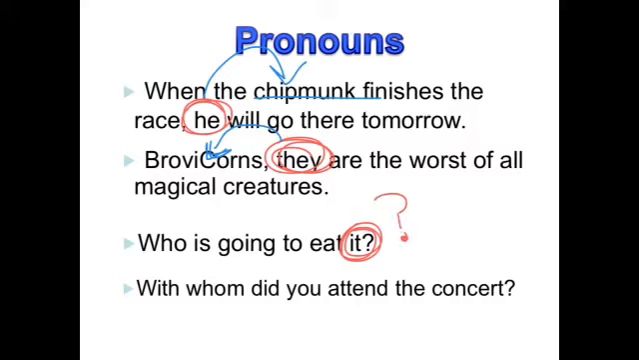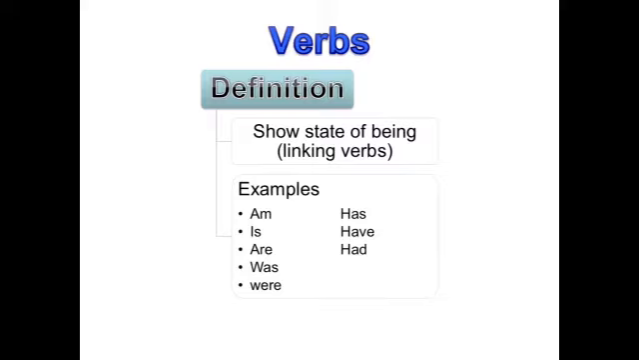Moving on to verbs. With verbs, here our definition is going to be showing a state of being, linking verbs. Examples: am, is, are, was, were, has, have, had. These are examples you are going to want to write down, because once again, if you have them written down, then you get to use them on tests and quizzes to make your life quite a bit easier. And then linking verbs are the same thing as helping verbs.